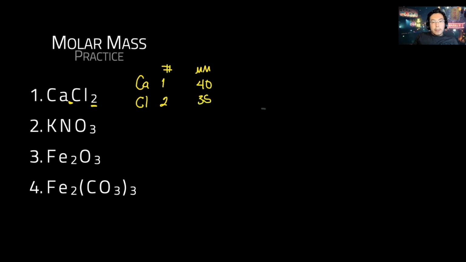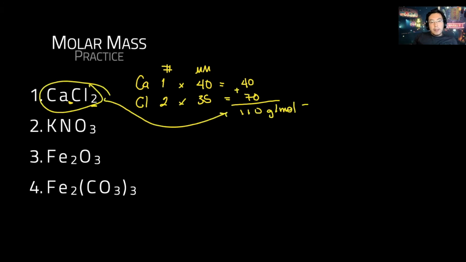Now, next step, we actually multiply these. So we get in here 40 and in here 70, 35 times 2 is 70. Now we add these and we get 110. This is 110 grams per mole for this entire molecule. This is the molar mass of the molecule.